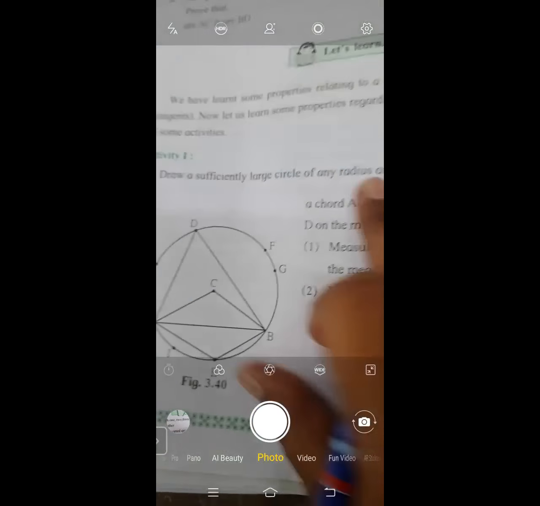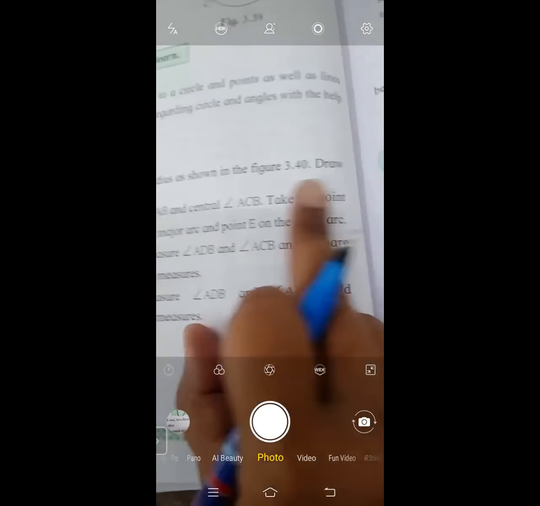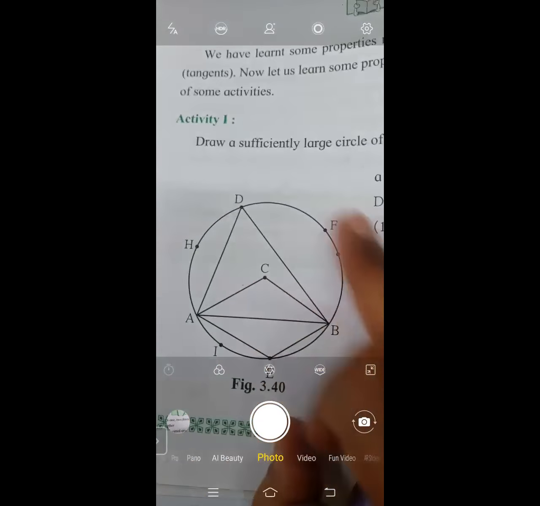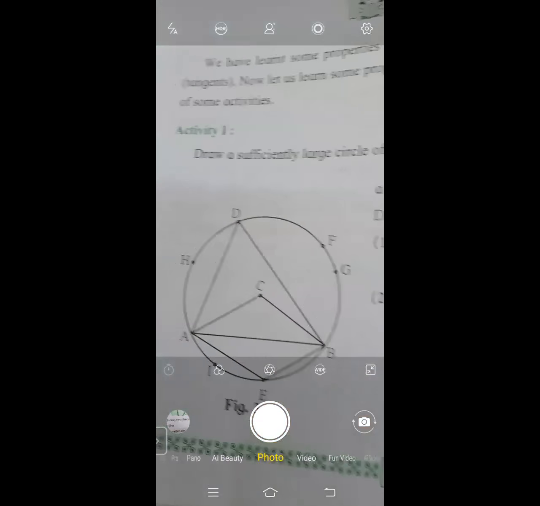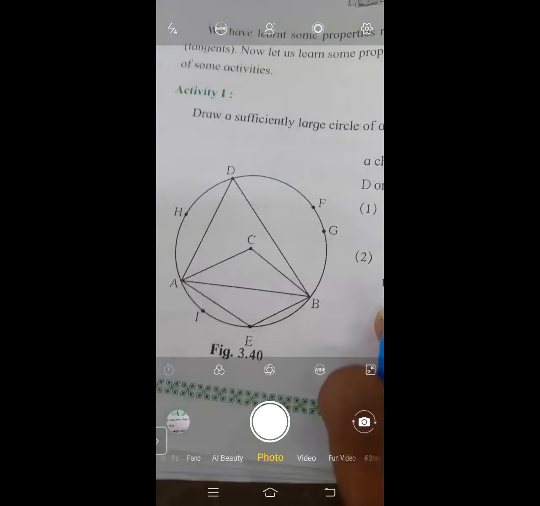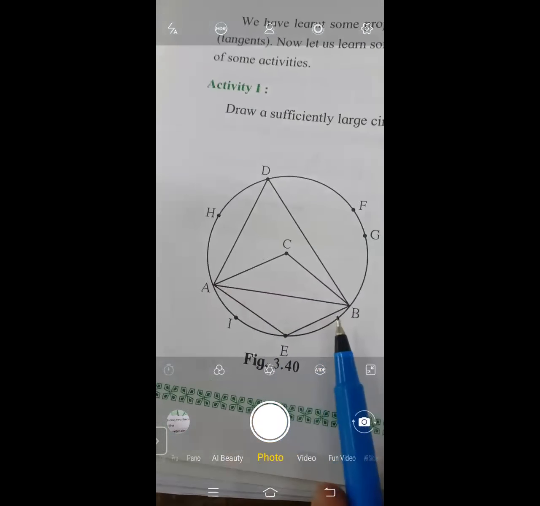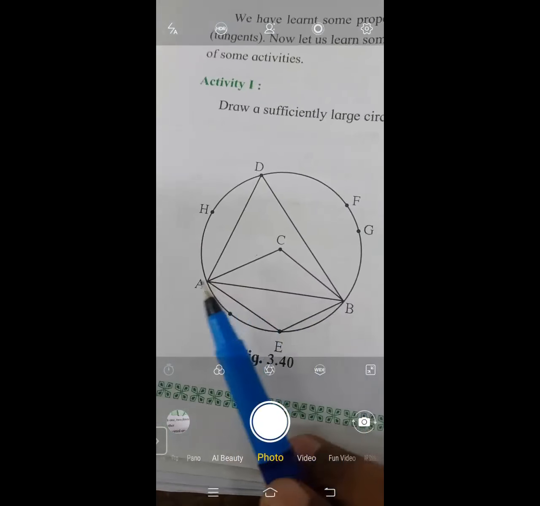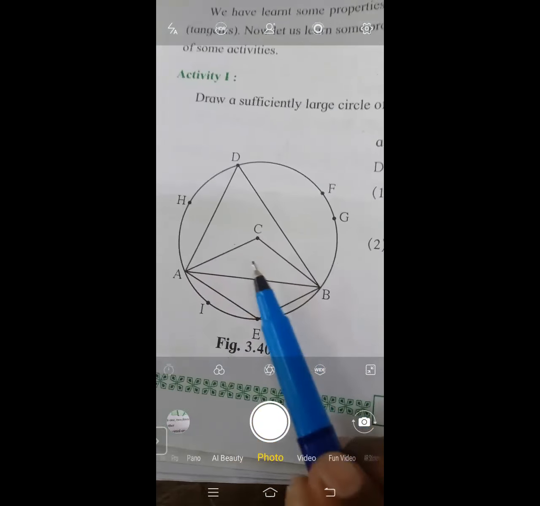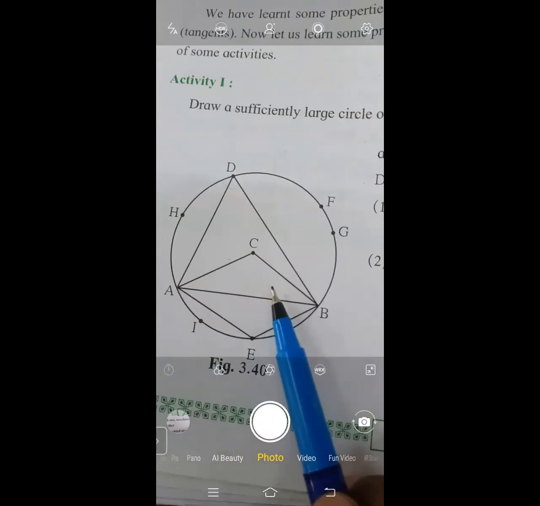Draw a sufficiently large circle of any radius as shown in the figure 3.40, sufficiently large so that many angles you can draw in that. Draw a chord AB and the central angle ACB. Now this is the central angle as it is passing through the center of the circle. This is central angle ACB.